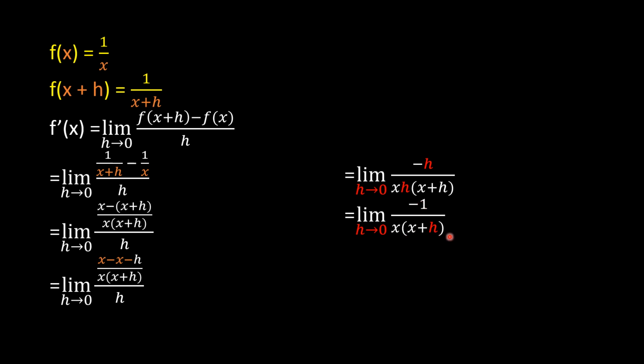Now we can solve this limit by substitution. We will put h equals 0. X multiplied by x will become x square. So f dash x will become minus 1 upon x squared. So this is the derivative of 1 upon x.